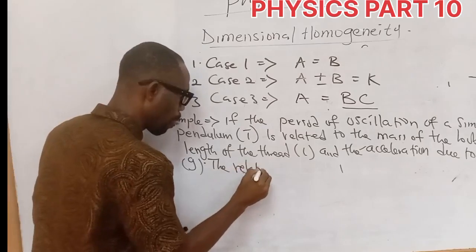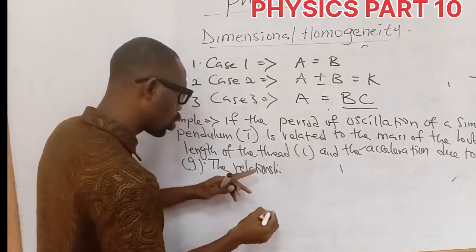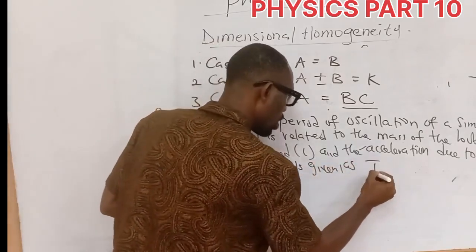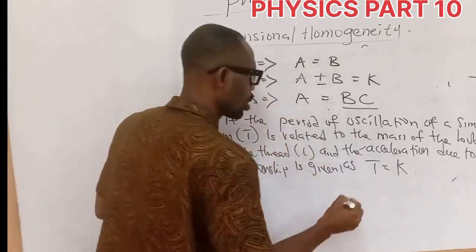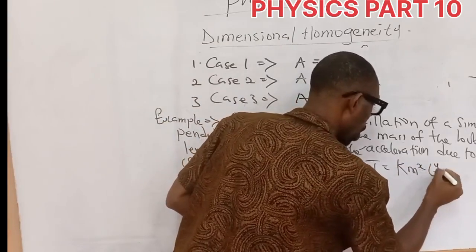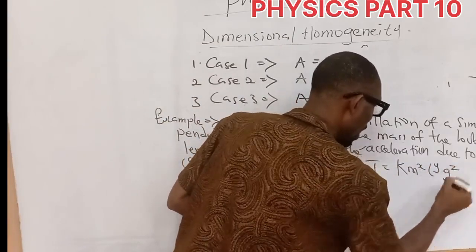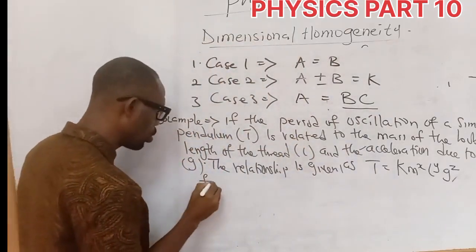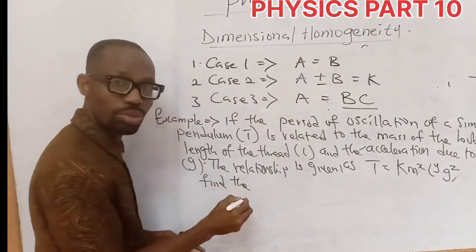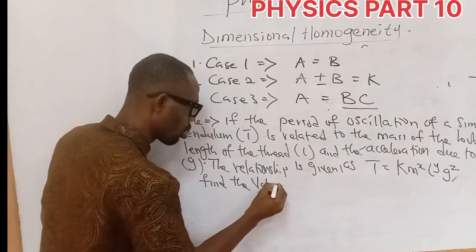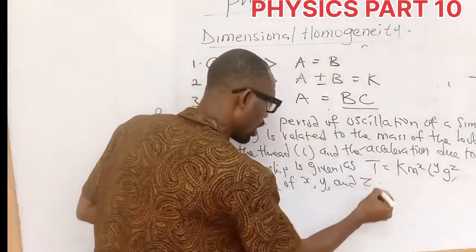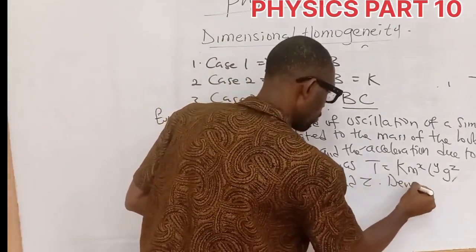The relationship is given as T equals K m raised to power x, L raised to power y, and g raised to power z. Find the value, I hope you can see, thank God. Find the value of x, y, and z. Derive a formula.